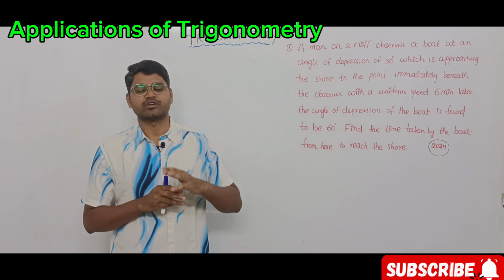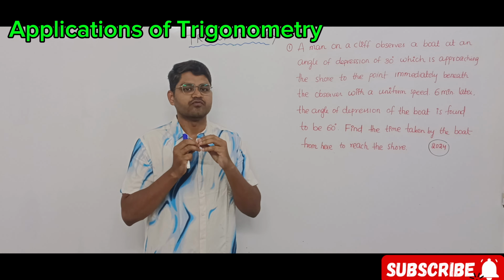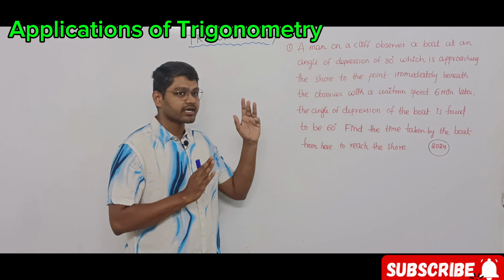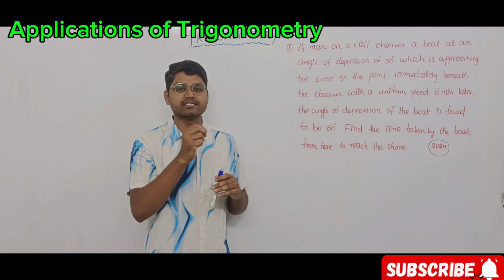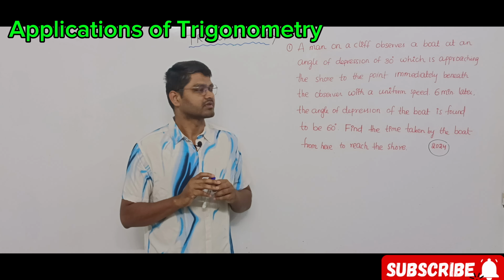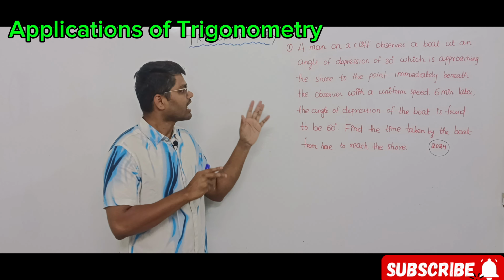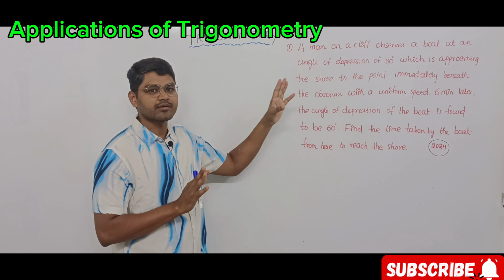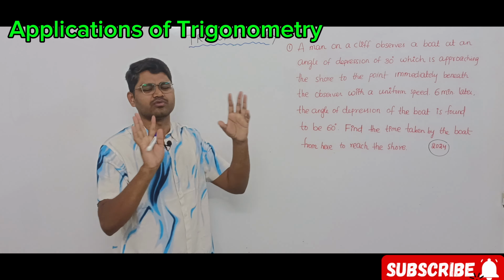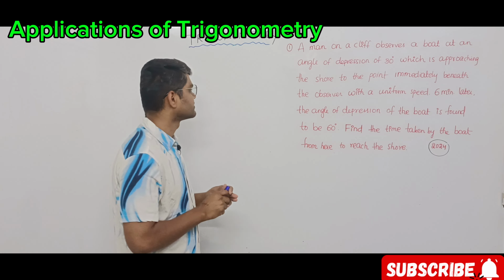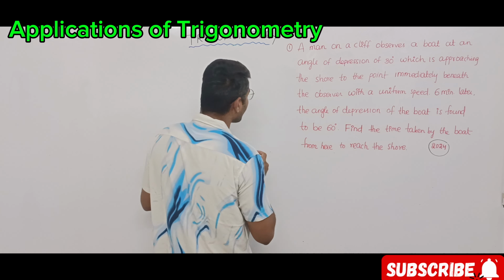In applications of trigonometry, we should be able to draw the diagram properly. That is the 60% of the solution. If we are able to draw the diagram properly, then our question will be done. Remaining part is calculation. That you will do definitely. Okay? Let's see. A man on a cliff.